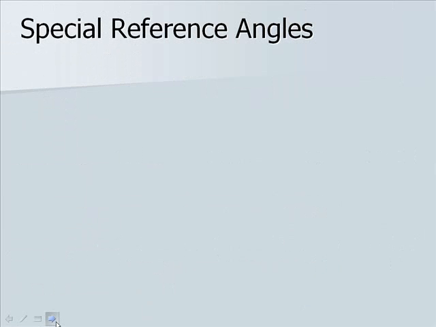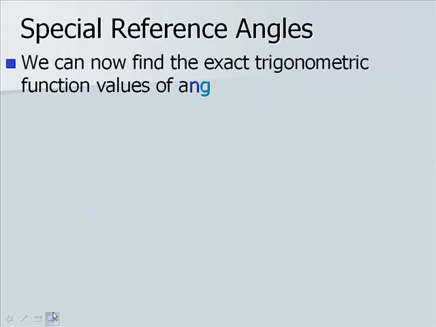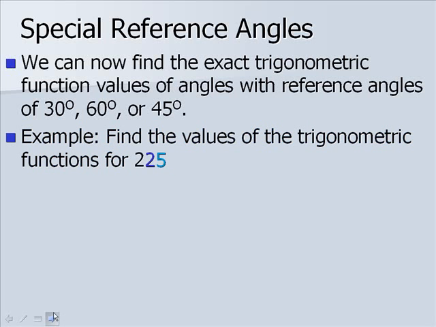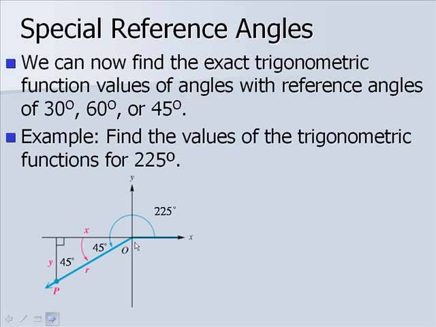Now let's look at special reference angles. We can find the exact trigonometric function values of angles with reference angles of 30, 60, or 45 degrees. So let's find the values of our trig functions for 225 degrees. We see from our picture that 225 degrees has its terminal side in quadrant 3, and if we took 225 minus 180, we end up with a reference angle of 45 degrees.